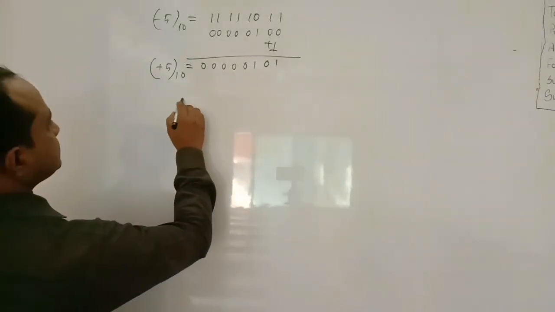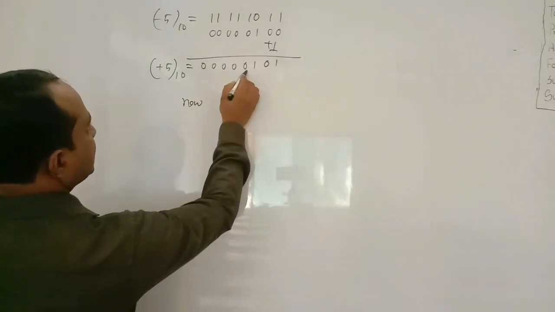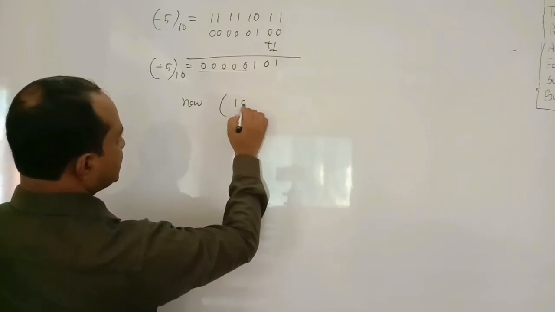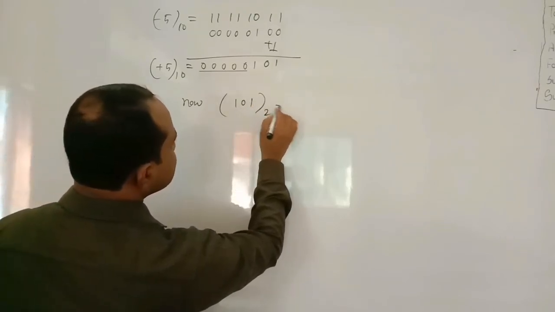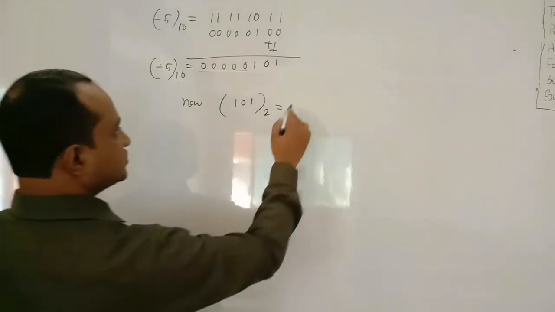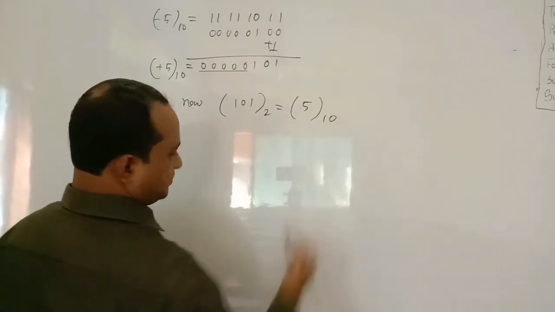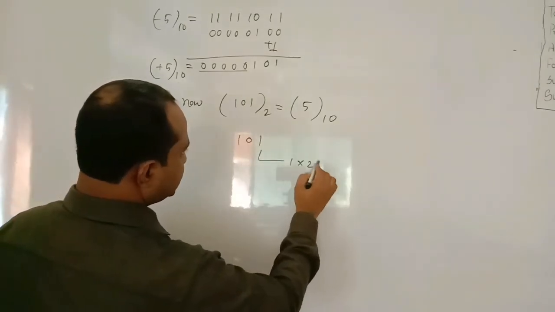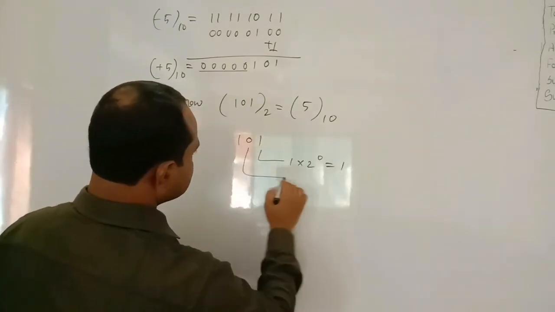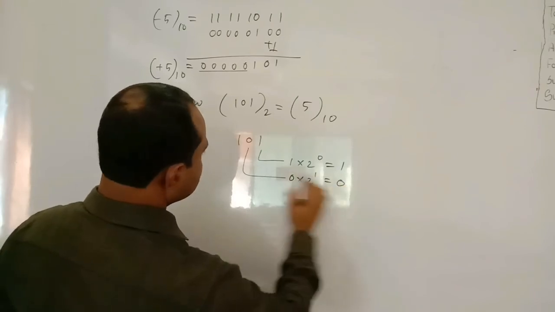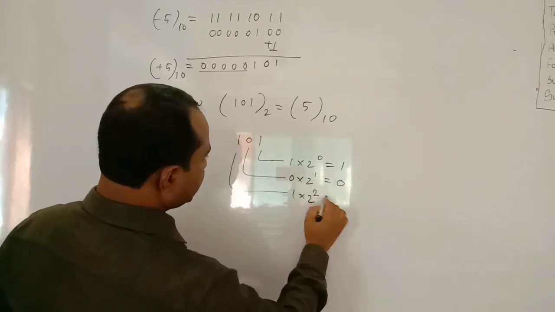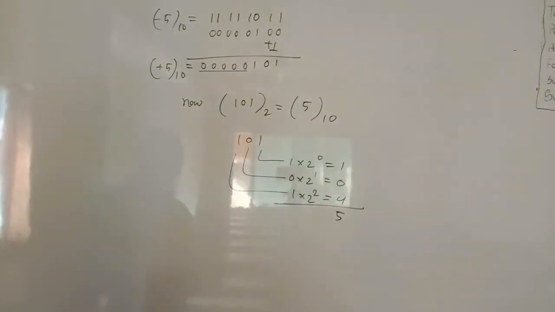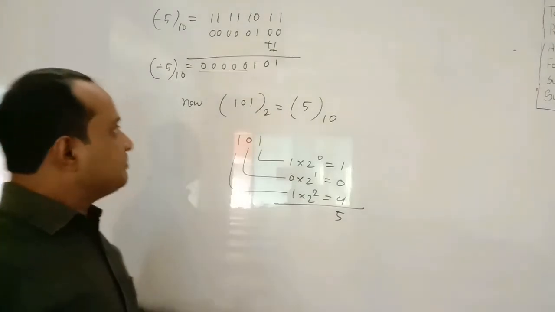Now all the leading 0s are valueless. The result is 1 0 1. If you convert it into decimal, then it will be 5. You can convert it: 1 into 2 to the power 0 equals 1, 0 into 2 to the power 1 equals 0, 1 into 2 to the power 2 equals 4. Add these and it will be 5. So the answer is 5. But our answer will be minus 5.